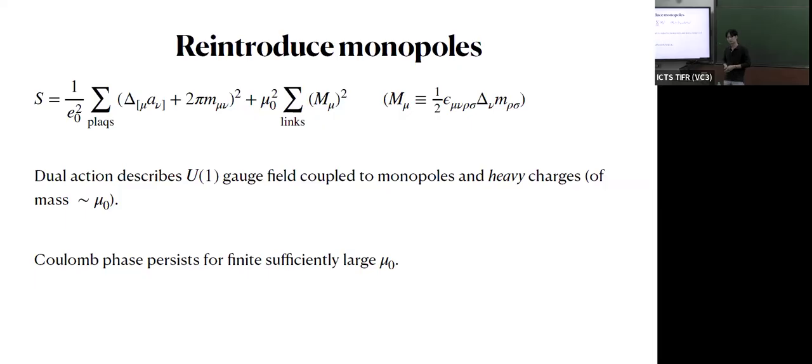You would expect that when mu naught is very large, all these mus to be... Yes, exactly, because you're putting a large cost. In the previous one, they were just completely absent. But I want to argue that it actually persists when you have a finite but sufficiently large monopole mass.